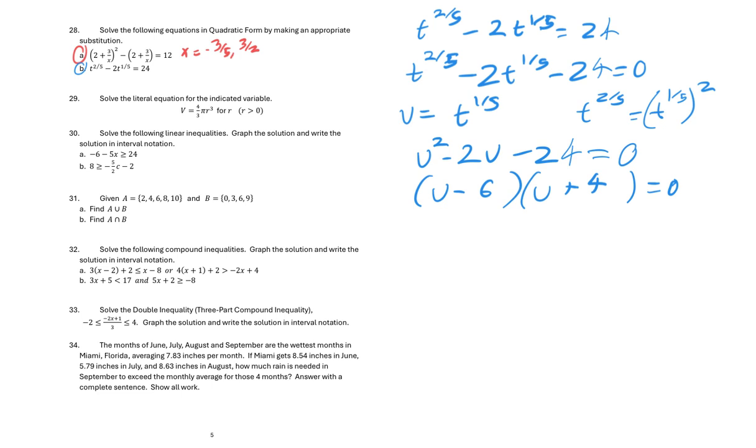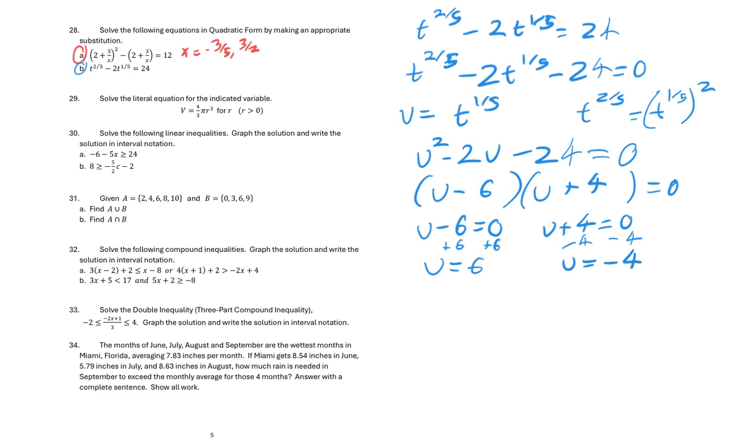So we take negative 6 and add 4, we're going to get negative 2, and we multiply them together, we're going to get negative 24. So now we say u minus 6 is equal to 0, and u plus 4 is equal to 0. Solving for u of each of them, we're going to add 6 on both sides. So we're going to have u is equal to 6, and we're going to subtract 4 on both sides. So u is equal to negative 4.